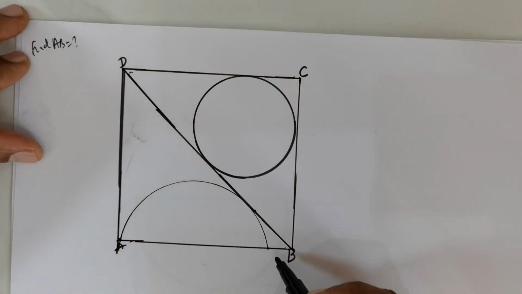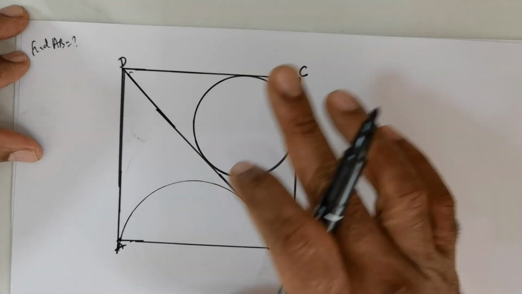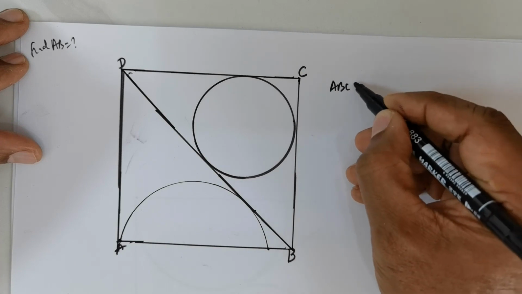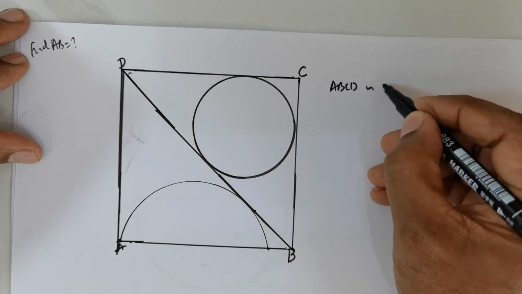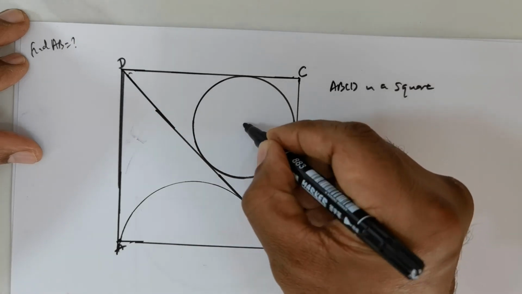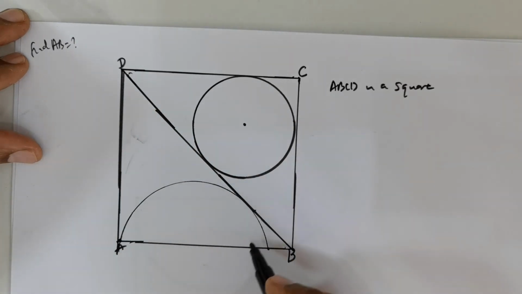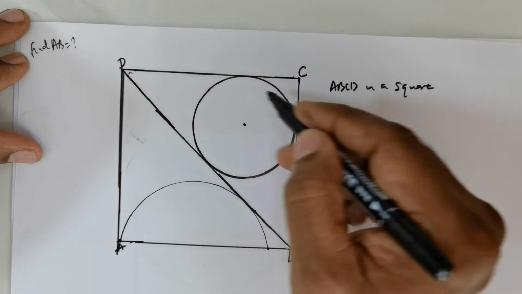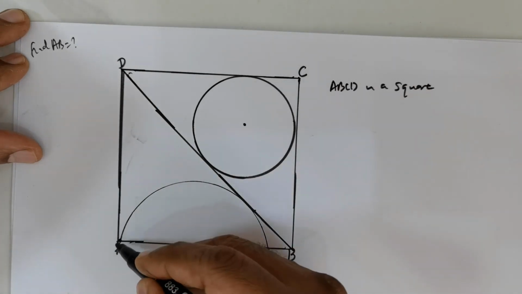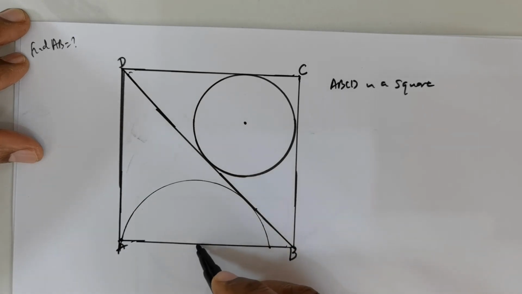Okay, so this is the square. ABCD is a square. You got a center here, and this is a circle, a full-fledged circle, and there is another circle that is going like this. So you have a center here.